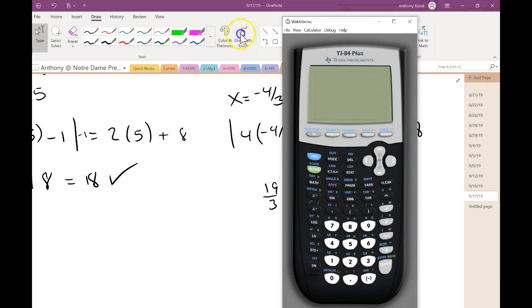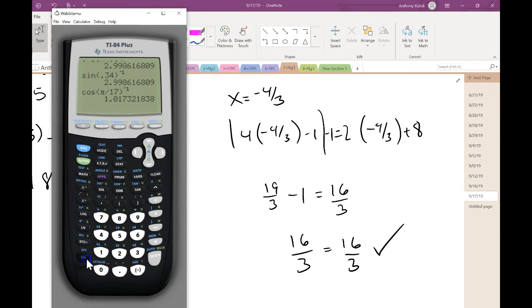So again, if you don't feel great about your mental math with fractions, I would do 4 times -4 divided by 3, close the parentheses, -1. So that's the whole left-hand side. And then I'll do the whole right-hand side. So 2 times negative 4/3 plus 8. And I got the same thing, so they checked out.